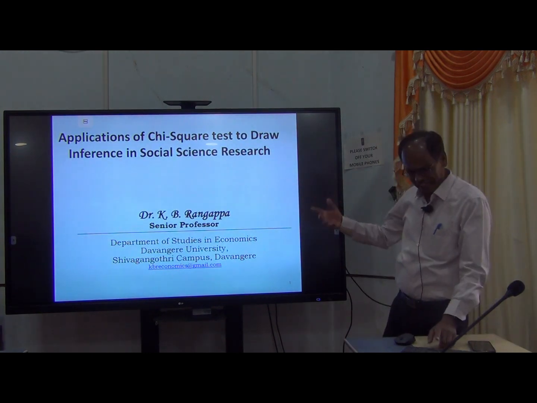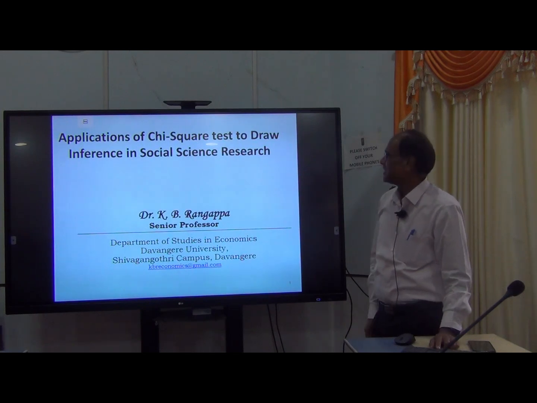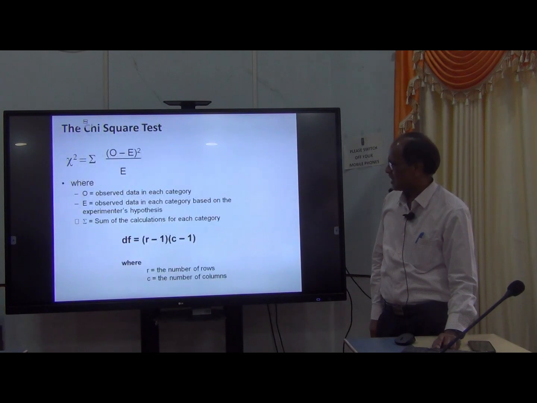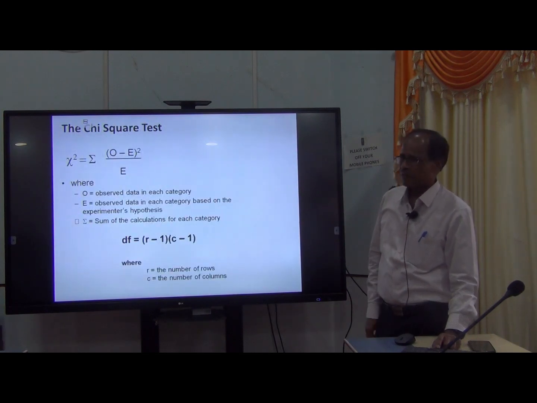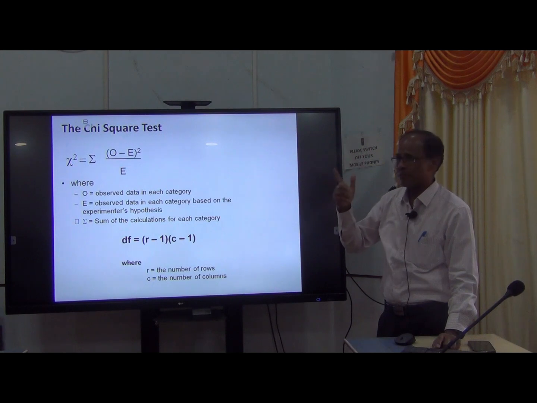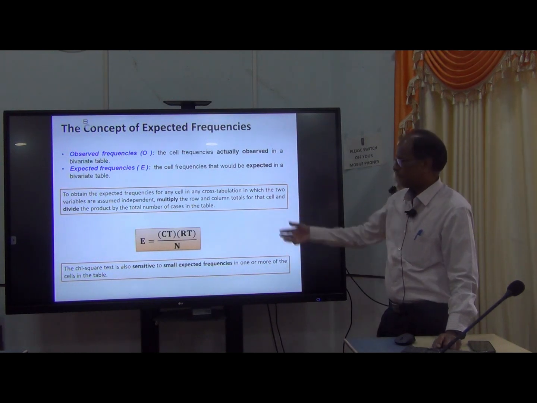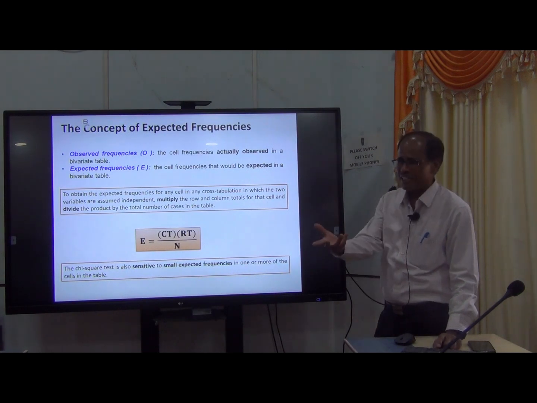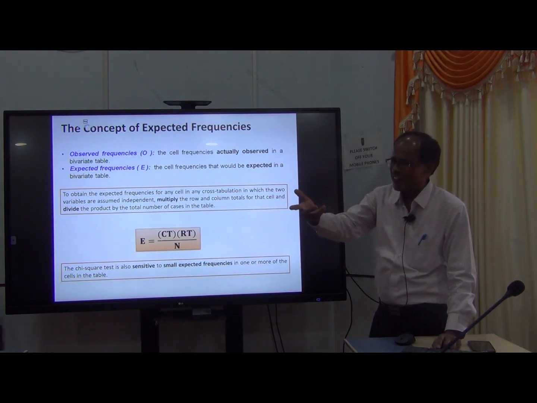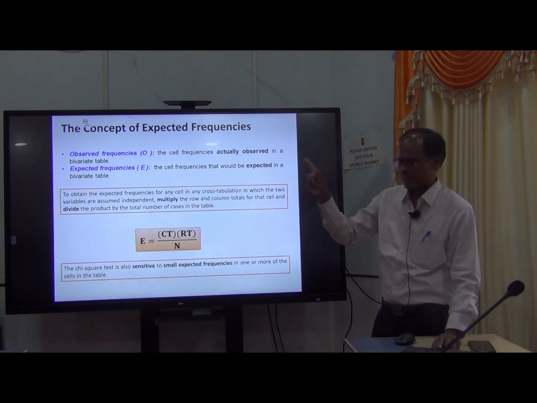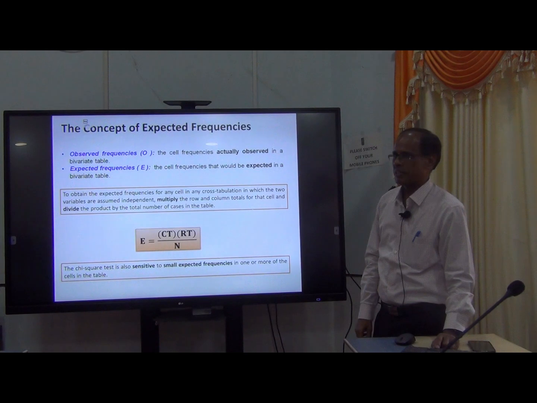Let me skip some theoretical concepts which you can read. This chi-square test, I'm skipping all the theoretical concepts and formulas. I think you can read them, but I will go for research applications. The concepts are observed values and expected frequencies, and even manually you can calculate. Actually, Excel cannot calculate chi-square, but SPSS will generate it.